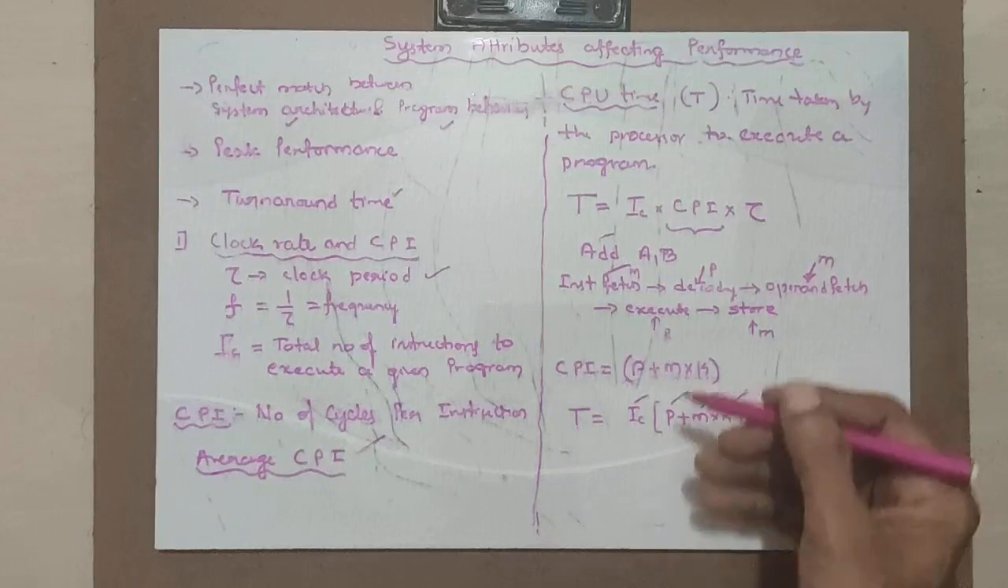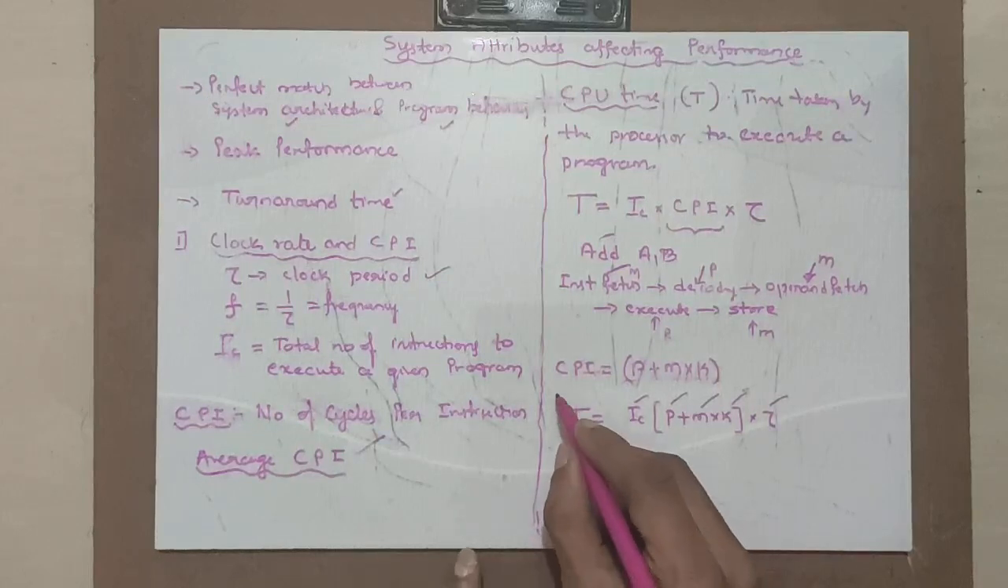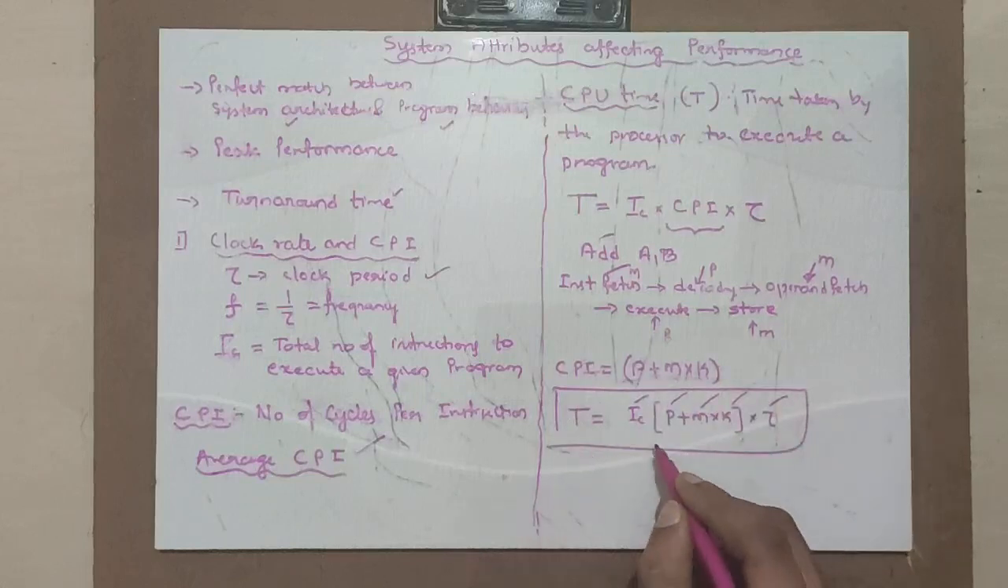Please note that this is how the CPU time depends. It is very simple. Total time of execution for a processor directly depends upon total number of instructions multiplied by average cycles per instruction multiplied by time period. Again, CPI depends upon 2 factors, processor and memory, and that is the equation. This is a very important equation. Let us relate this with the system attributes in the next slide.